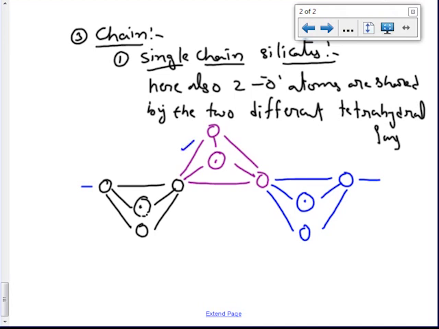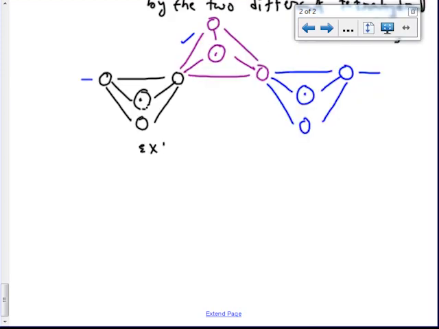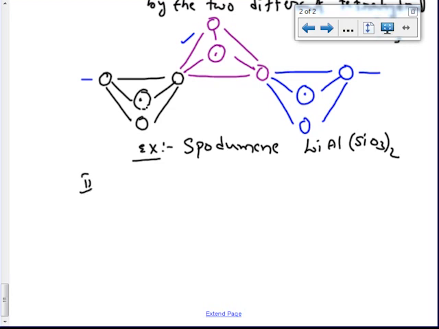For example, I am taking the red color. Here one oxygen is shared by the black color, another oxygen is shared by the blue color tetrahedral silicate molecule. This is a one dimensional silicate molecule. For this one dimensional silicate, there is only one example, that is spodumene, a compound LiAlSi2O6. Second one is double chain silicates.